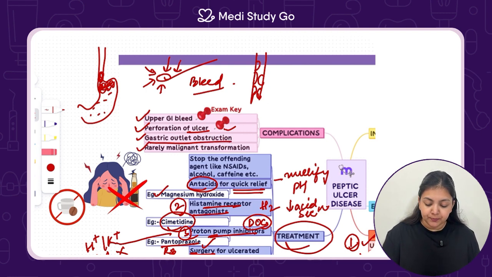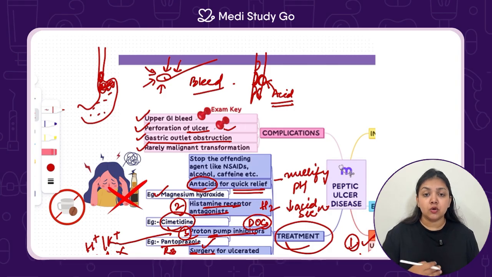And rarely the benign ulcers can transform into malignant ones if the acid is being put on them again and again. If there's a smooth mucosa, the acid is acting upon it again and again, it will convert from a squamous lining to a columnar one and convert from a benign entity to a malignant one. That is something which we don't want.